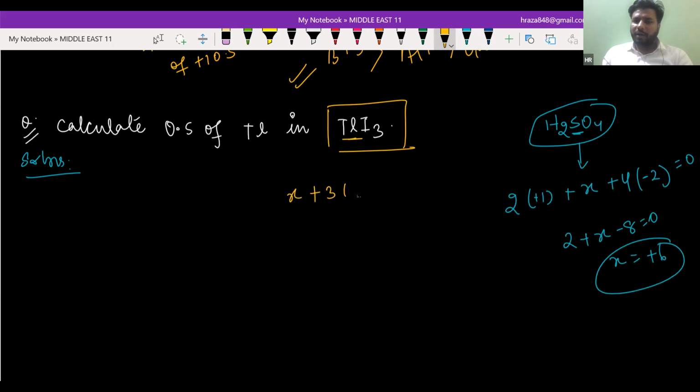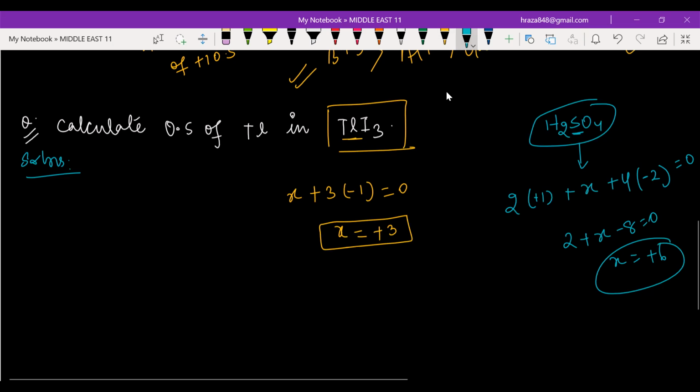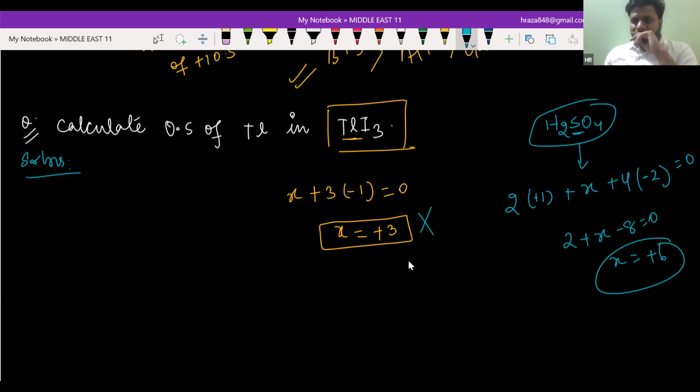In the same way, we have to calculate thallium. X plus 3 into iodine. How many electrons does iodine need to satisfy itself? Iodine is from the 17th group, it has 7 electrons in its outermost shell, so it will gain only 1 electron, and the oxidation state of thallium will be, Krishna? Yes, sir. +3. This is the wrong answer. It should be +3 according to our concept.